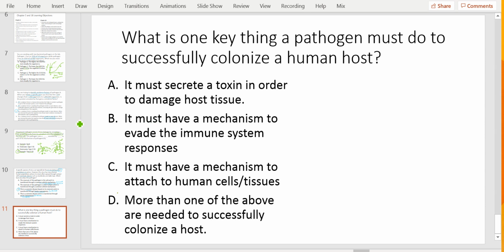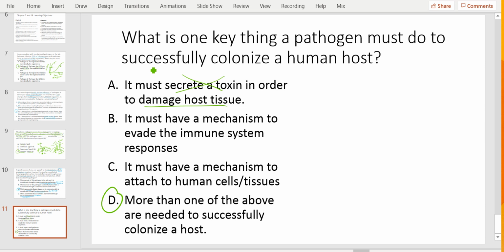So the answer to this one is D. But let's look at which ones of the above it has to do. So A says it must secrete a toxin in order to damage host tissues. The key with this one is it doesn't actually have to secrete a toxin. We do have to damage host tissues in a way. Okay, so disease is the body not functioning properly. Infectious disease is when that malfunction is being caused by the pathogen.